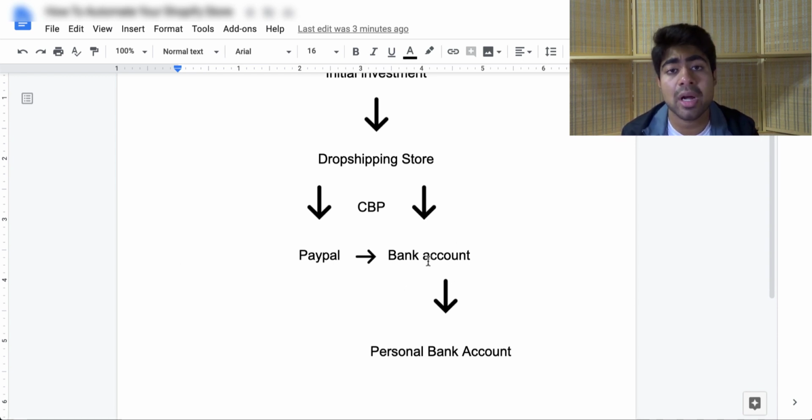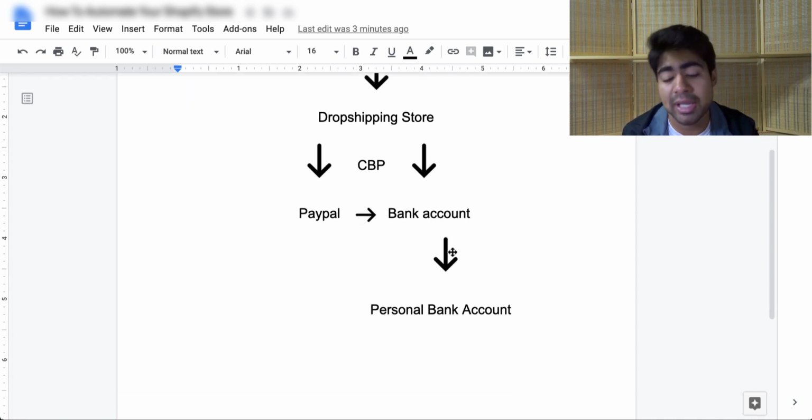Once I have transferred all of the money into my business bank account, this is where I then go on to the next step, and that is transferring that money into my personal bank account. Now, my personal bank account is mine only. It is not related to the business at all, which means I can spend that money however I like. And what I'm basically doing here is I'm paying myself with whatever money that I just got from my business bank account.